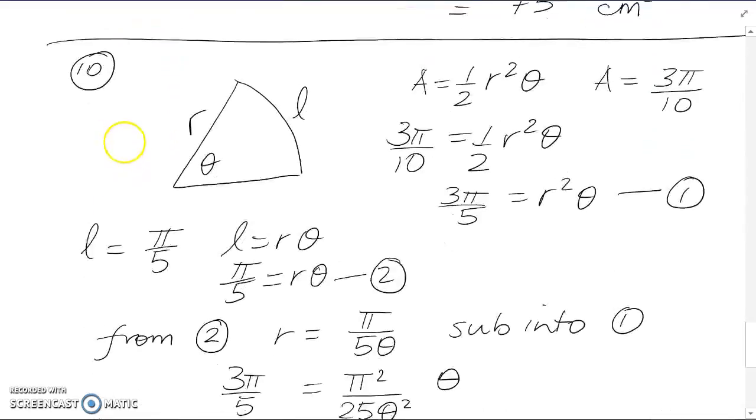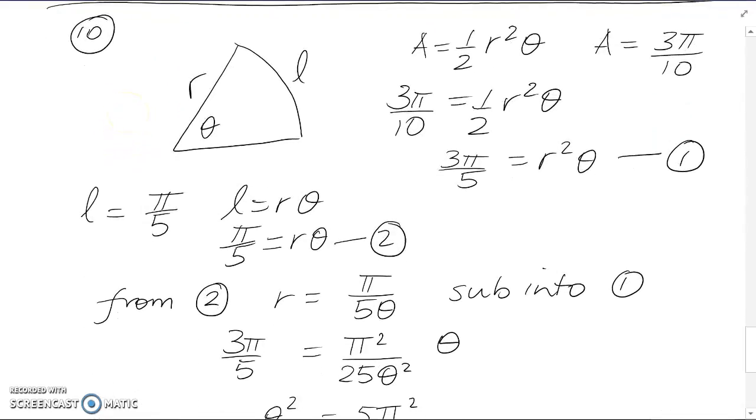Number 10. The area of a sector is 3 pi on 10. So they've given me the area of this sector. All in there. That's 3 pi on 10. And so I'm going to put that into my area formula instead of A. See that A there? I'll put 3 pi on 10 instead. And I don't know R and I don't know theta. So that's given me an equation that I'm going to label 1.